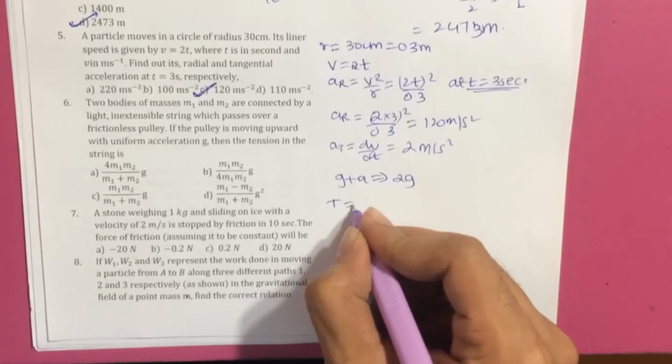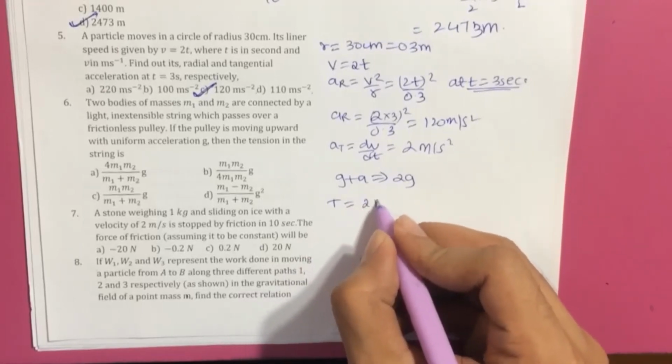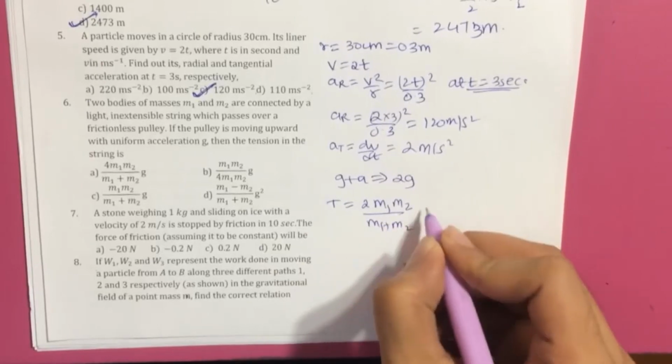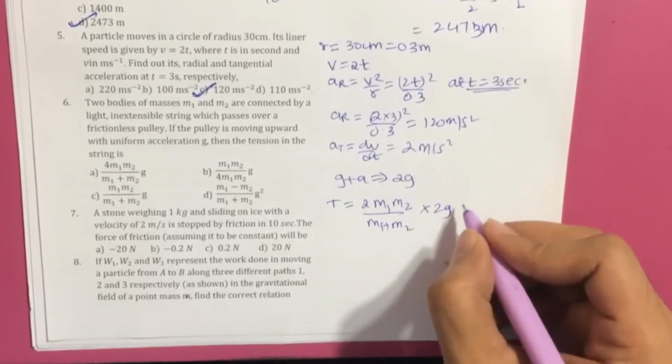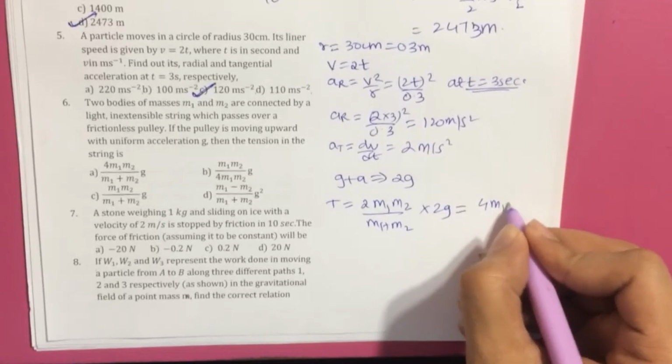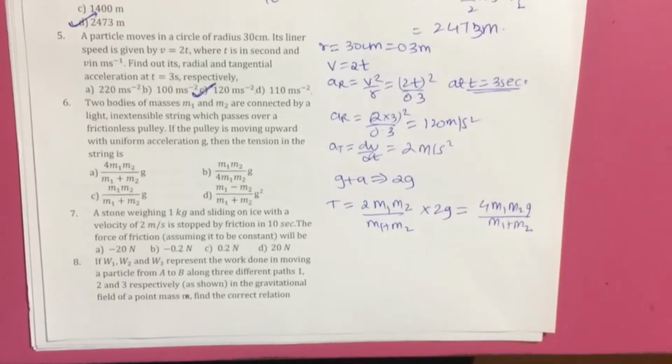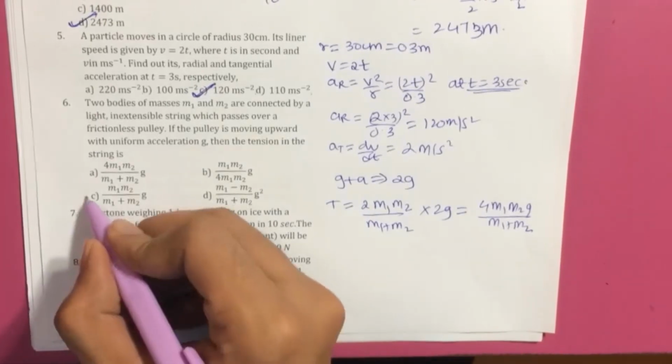Now, T, tension in the string, is equal to 2m1 m2 divided by m1 plus m2 multiplied by 2g, which will be equal to 4m1 m2 g divided by m1 plus m2. So your correct answer is option C.